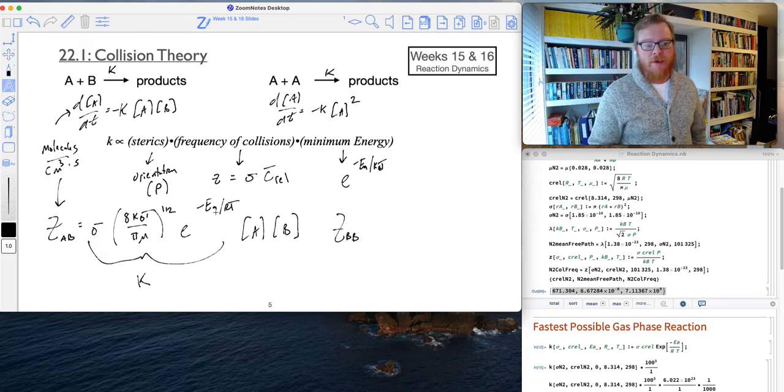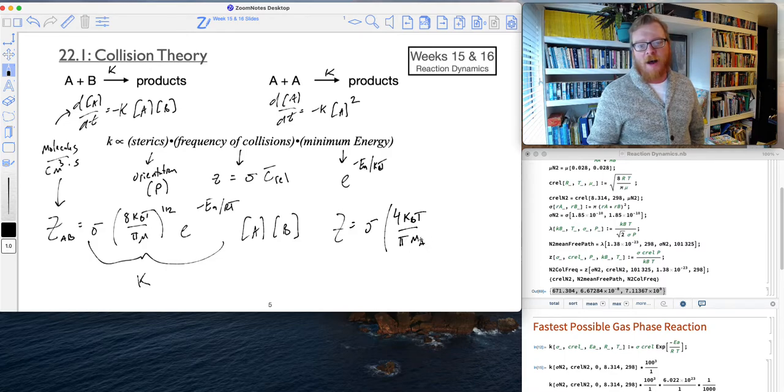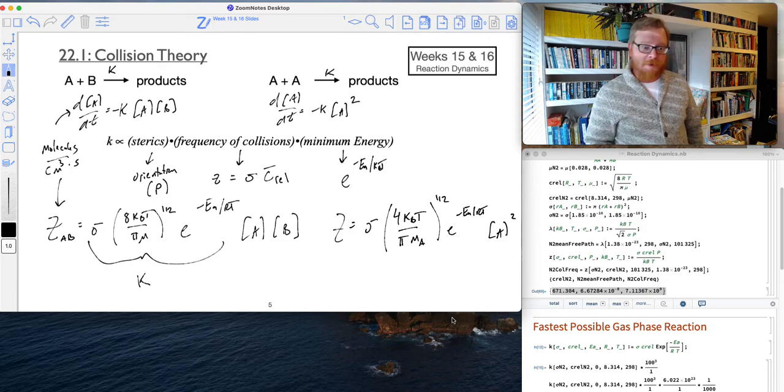What about Z_AA, which is what I meant to write, for an A colliding with an A? That does change the relative speed slightly because of the reduced mass. So that's going to go as sigma, and I've worked out the math already, times the square root of 4 kBT divided by pi times the mass of A, instead of that reduced mass. Then e to the negative Ea divided by RT, and then all times A squared.